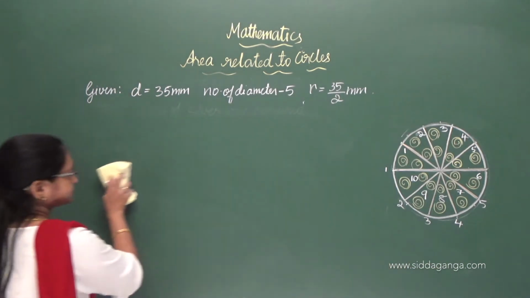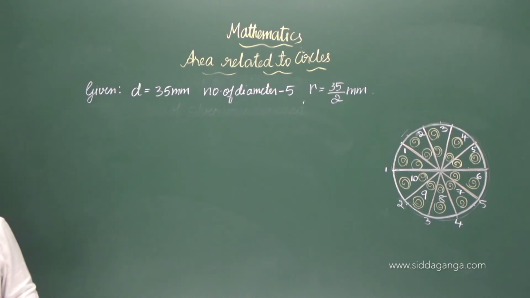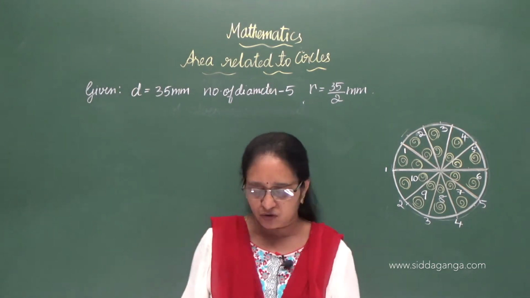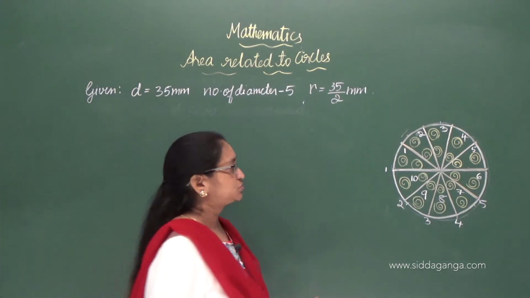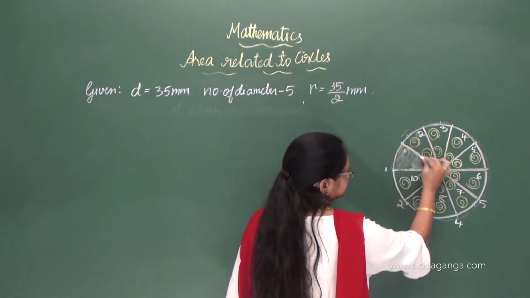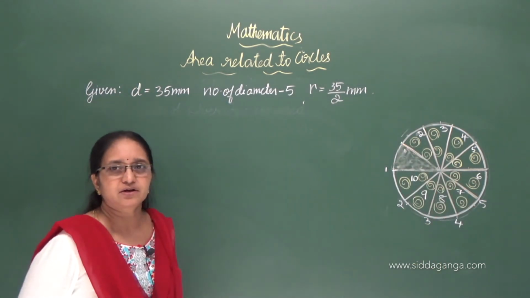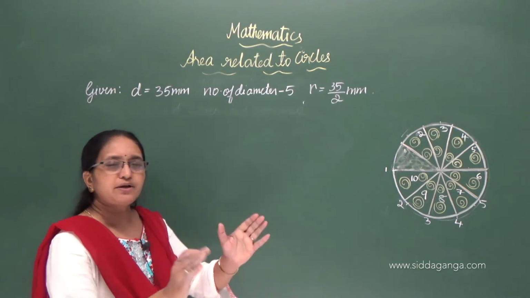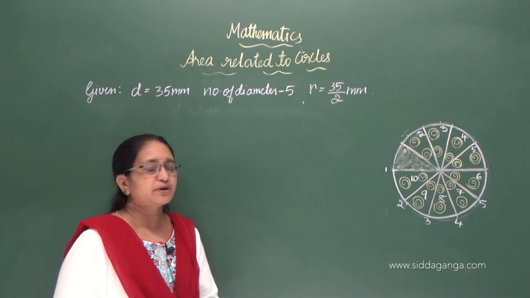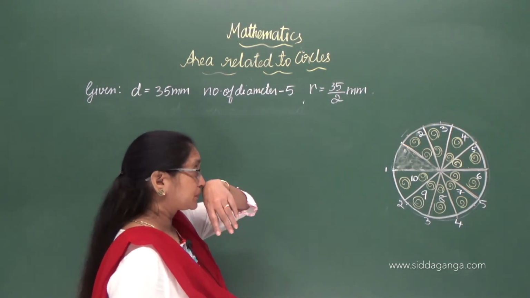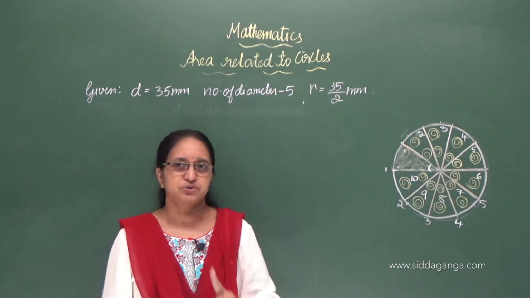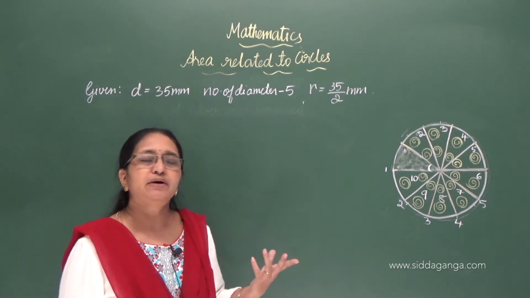Next part. See here. The next part of the problem is the area of each sector of the brooch. Area of each sector means, see here, this area, each sector, how much? They are asking you to find the area of each sector. So for that, what do you need? See, again here also there are two methods. One is, you have to find the sector angle. First I will show how to find that sector angle, as somewhere you might need it.